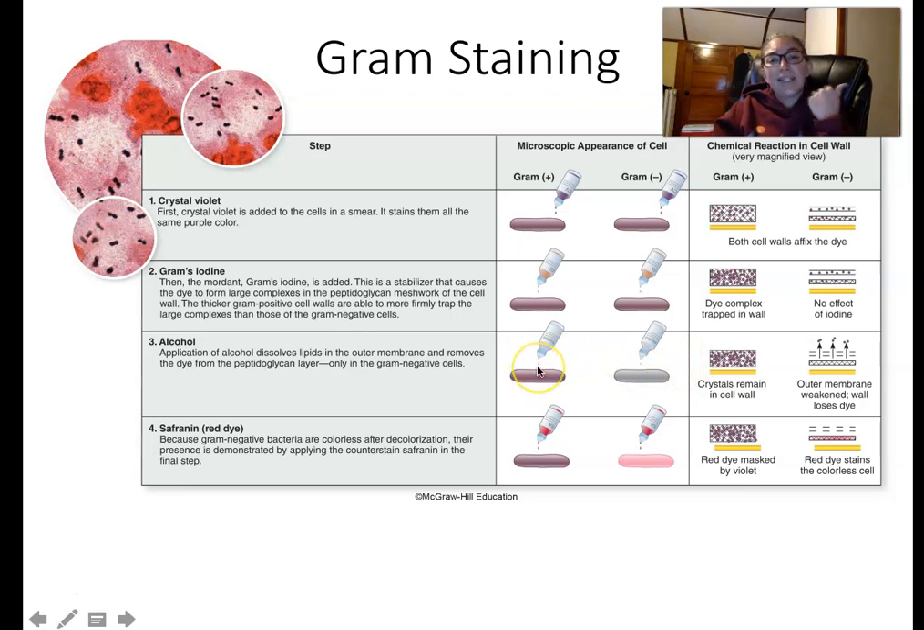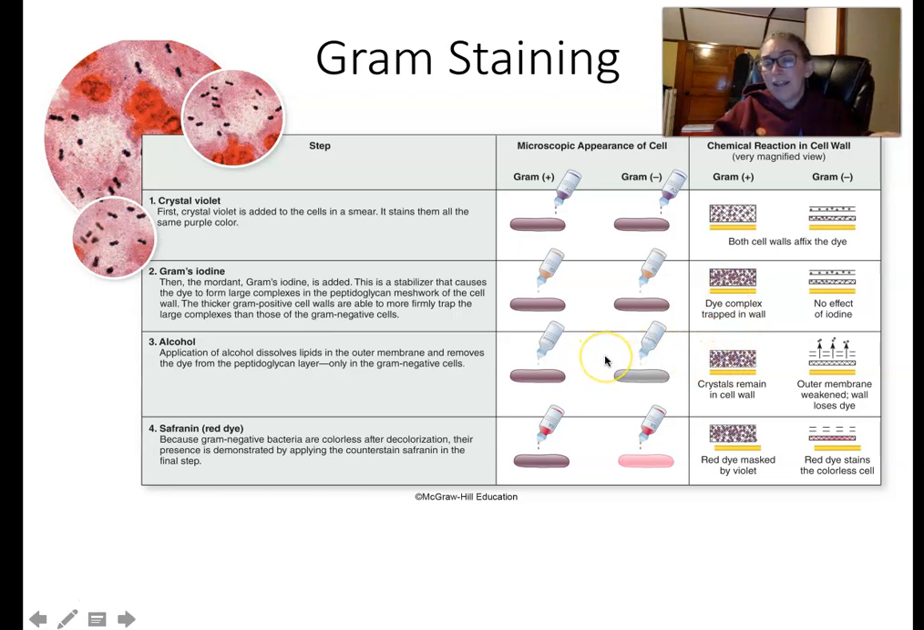Then the next step is called decolorization, and you add an alcohol. An alcohol dissolves membranes. So it doesn't dissolve the inner membrane, but it does dissolve the outer membrane of the gram-negative cells. And with it, it washes away the crystal violet. It doesn't wash away the crystal violet in the gram-positive cells because since you added the iodine, it caused the stain to clump together, and now those clumps are really trapped in that peptidoglycan layer. If you forgot to do the iodine, then the dye would wash away from both of them. Both types of cells would be decolorized. So the iodine is important to make it stick in the gram-positives.